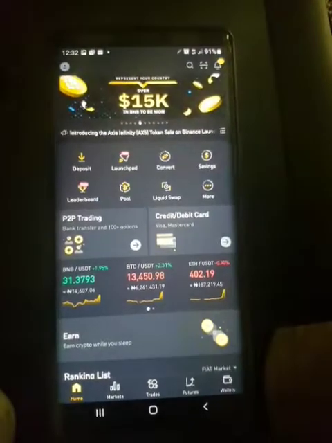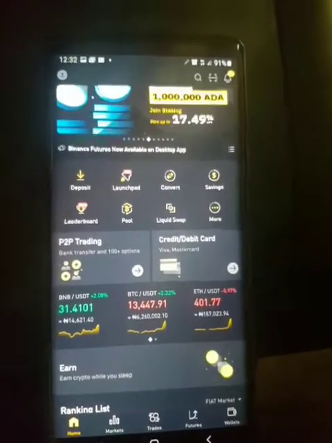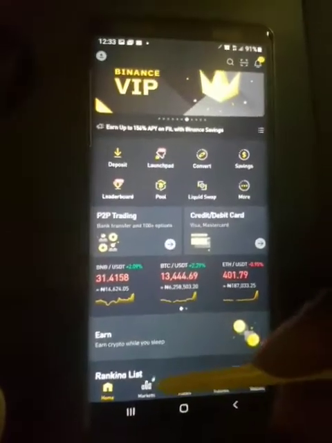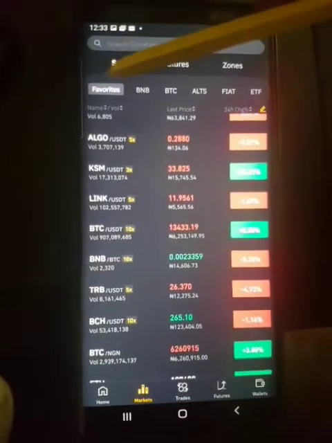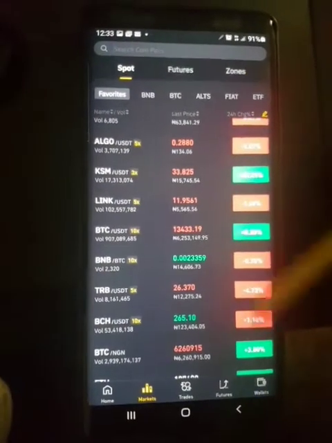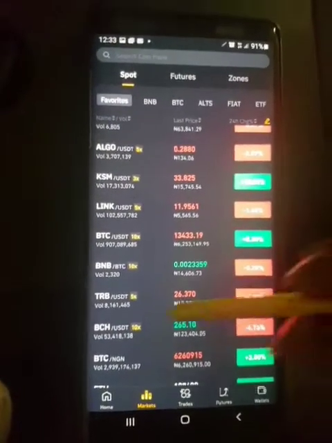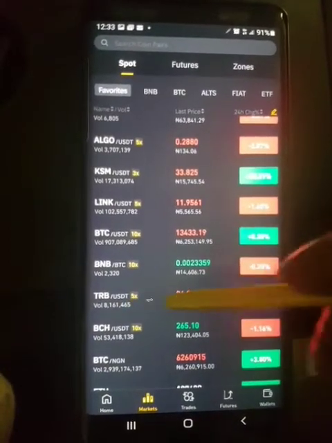Okay, this is going to be a compressed video on technical analysis. So here's your home page. You want to come to the market to transact. Now these are my favorites. You can go to fiat to check for any trading pair. But let me use TRB against the USDT for this example.